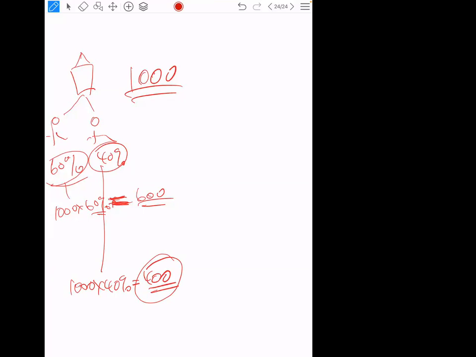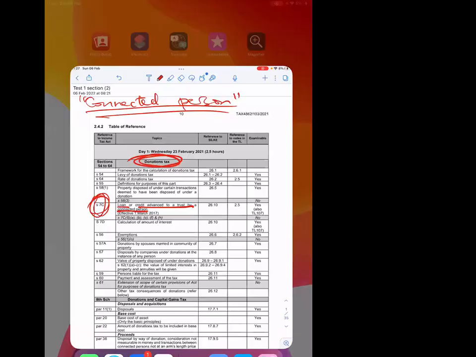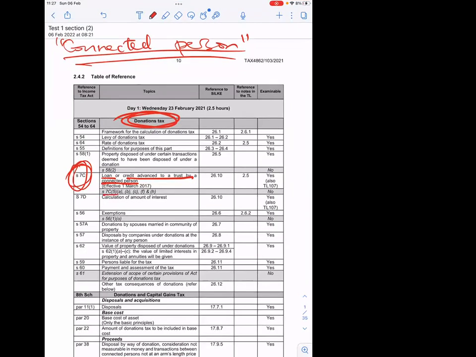I hope it's clear. Next, 5A, we don't do cancel. B, we don't do cancel. C, we don't do cancel. With D, we do. Right, with D, we shall do.